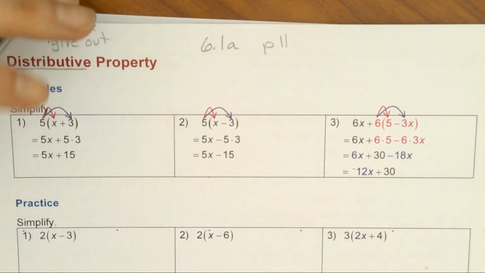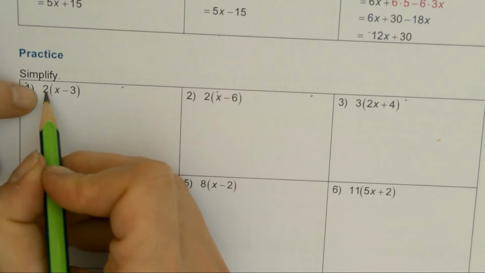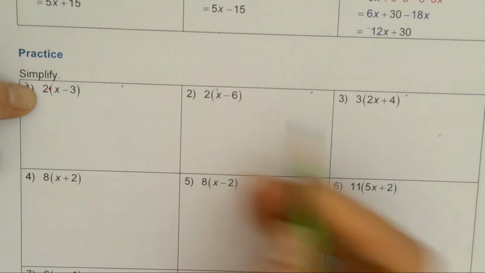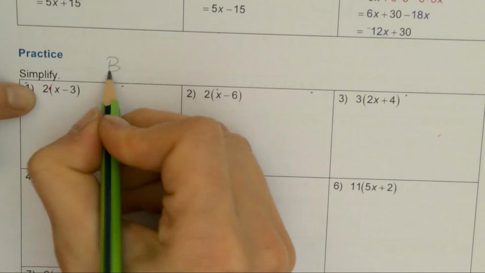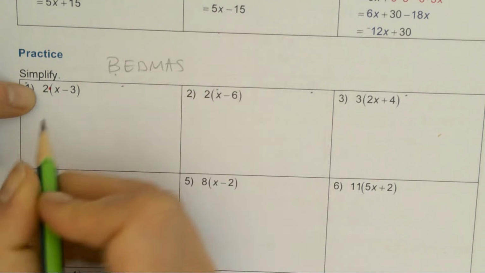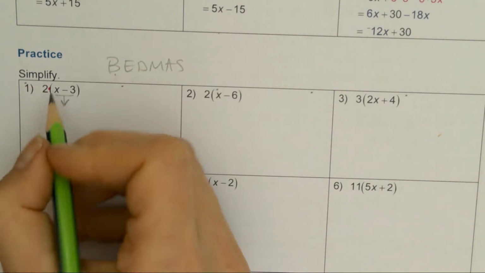So if I look at this, okay, this 2 is touching the bracket, so it means multiply. Okay, let's look at the BEDMAS rules. So inside the brackets is first. So I go, okay, inside the brackets. Can I do x minus 3?